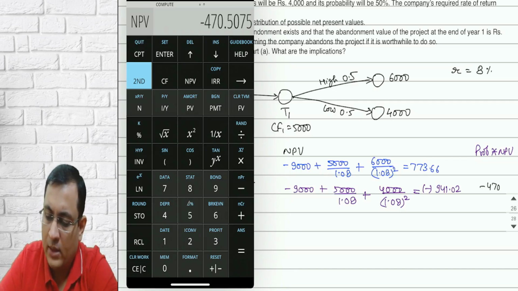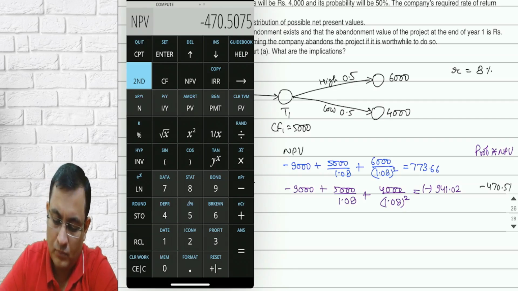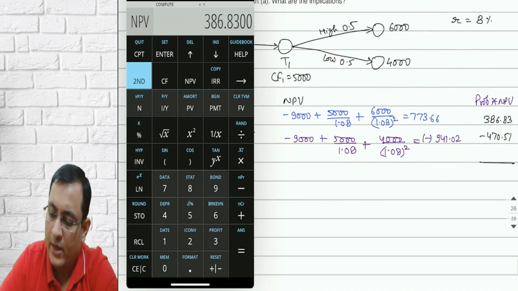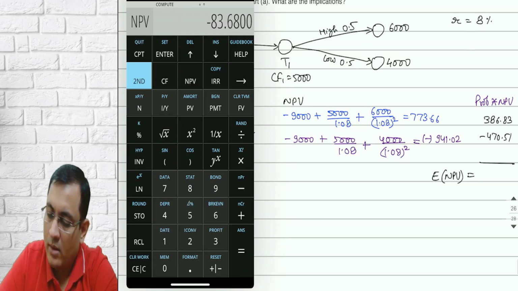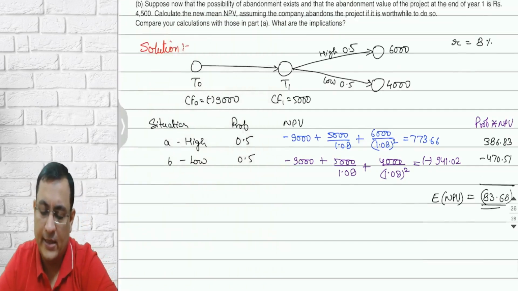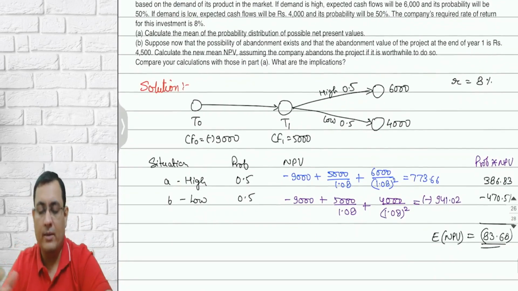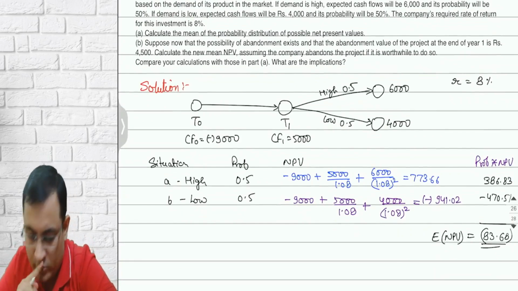negative 470.51 and 386.83. So the overall expected NPV of the project is negative 83.68, that means negative, and you should be rejecting the project. This is the expected or mean NPV based on the probability distribution.